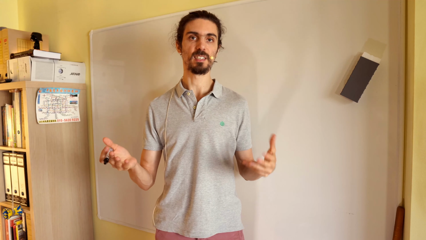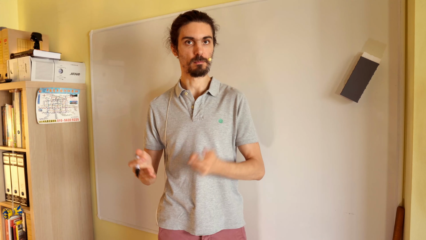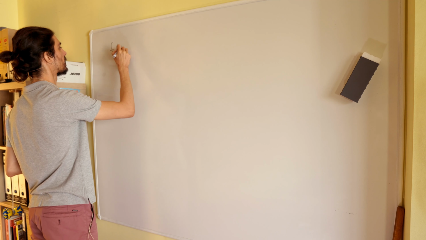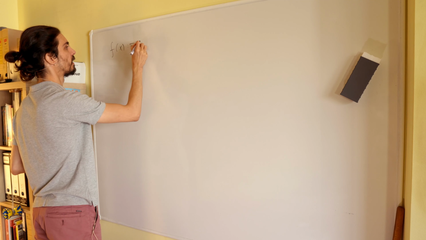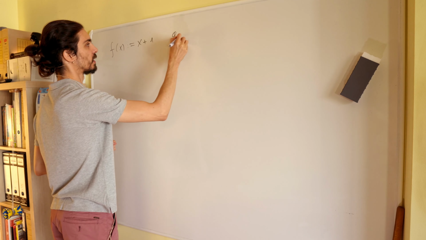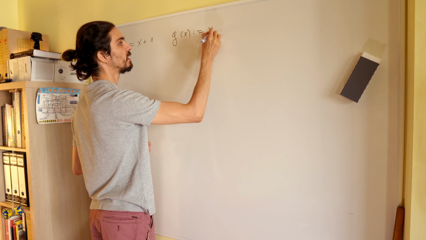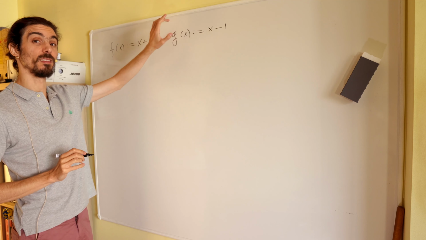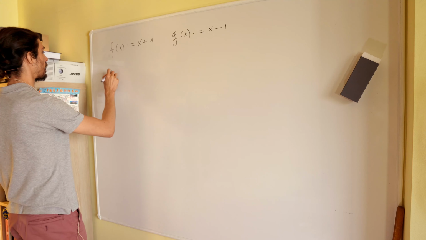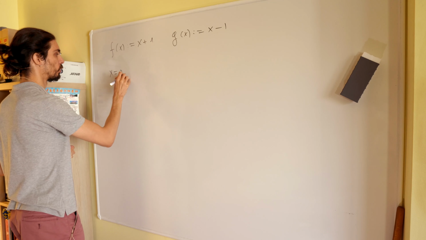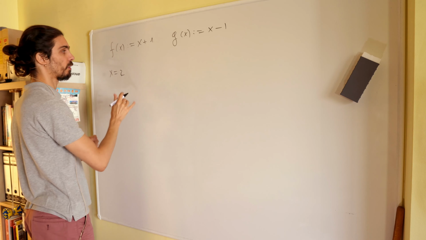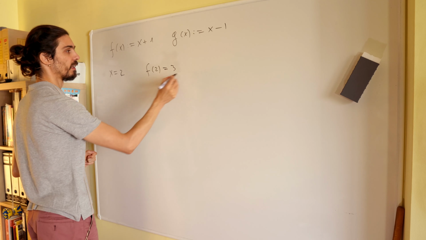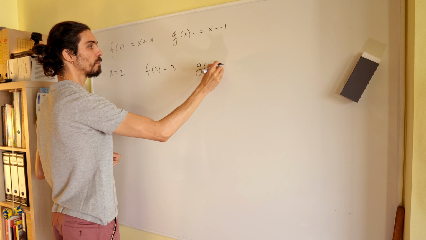Starting from two functions, how do we define a new function? Let's take the following example. We have the function f of x, which is by definition x plus 1, and the function g of x, which is by definition x minus 1. These two functions, when they interact with a given number x equals 2, you get the image of this number, which is f of 2, an abbreviation for 3, and g of 2, an abbreviation for 1.